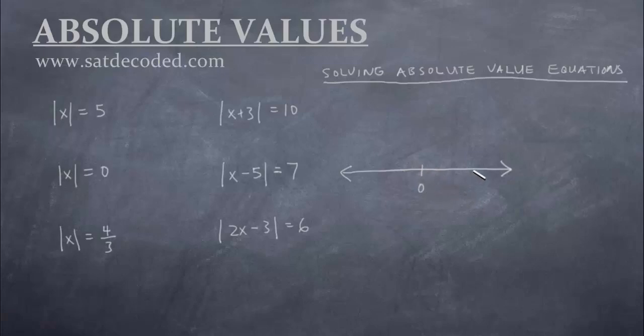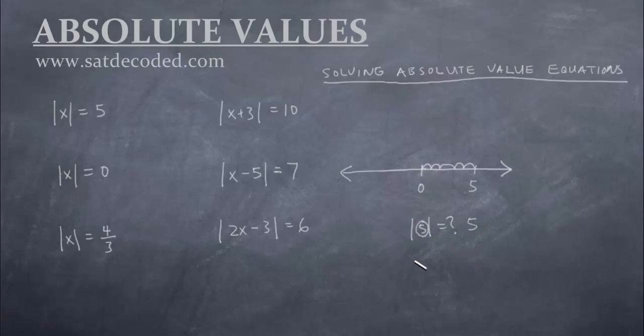So for example, if we have a number 5 right here and we want to find the absolute value of 5, what does that mean? That just means how far is this 5 from 0 on the number line? Well, here's the 5. So 1, 2, 3, 4, 5. It's 5 units from 0 on the number line. So the absolute value of 5 is equal to 5, positive 5.